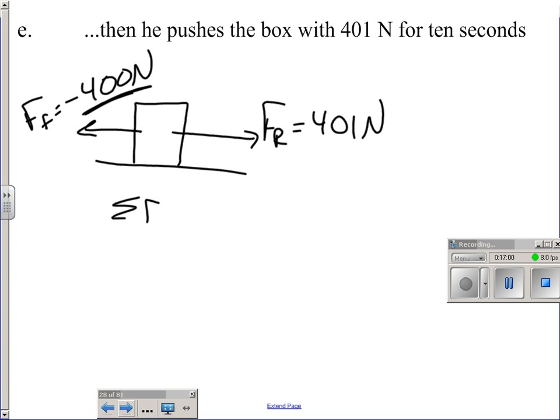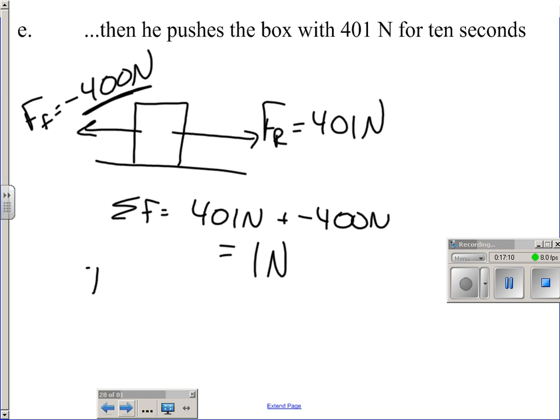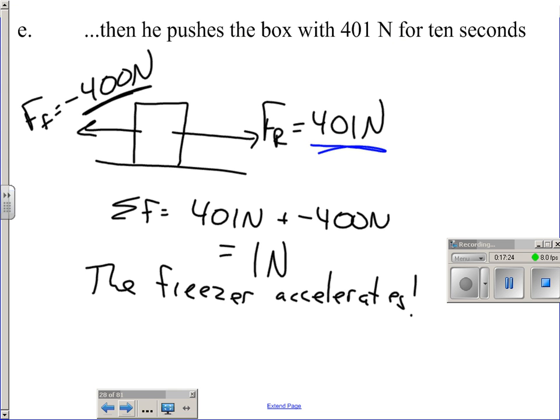So now we've got a net force of 401 newtons plus negative 400 newtons, which gives you a net force of 1 newton. So now the freezer is going to accelerate, not very quickly because our net force is very small, but it's going to accelerate. So the entire time that Roy pushes with this 401 newtons, for the full 10 seconds, the velocity is going to get bigger and bigger and bigger.